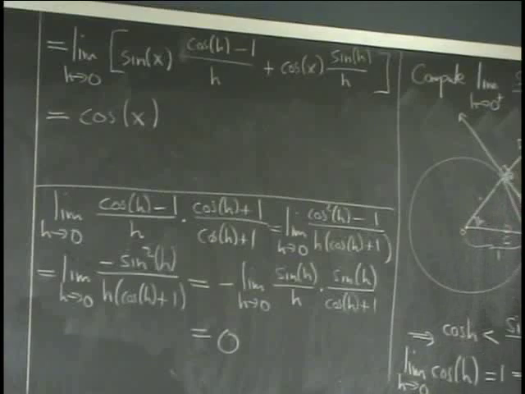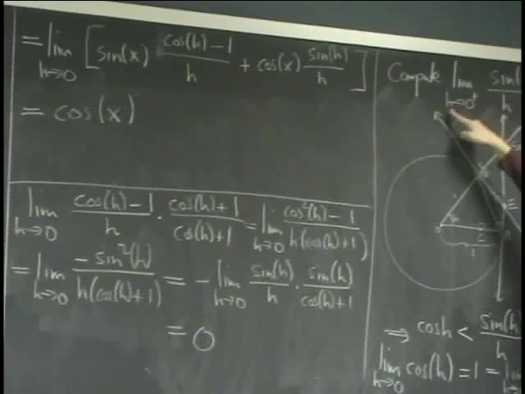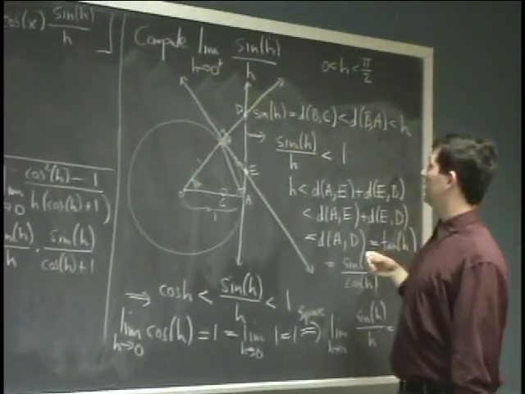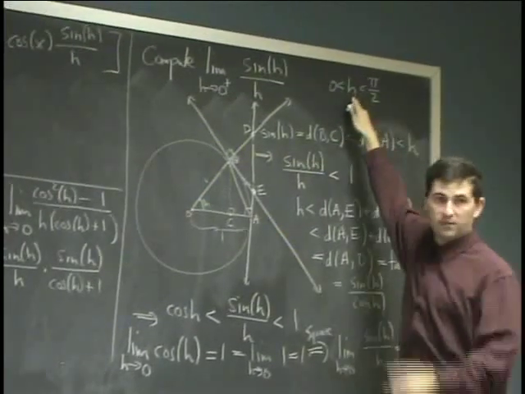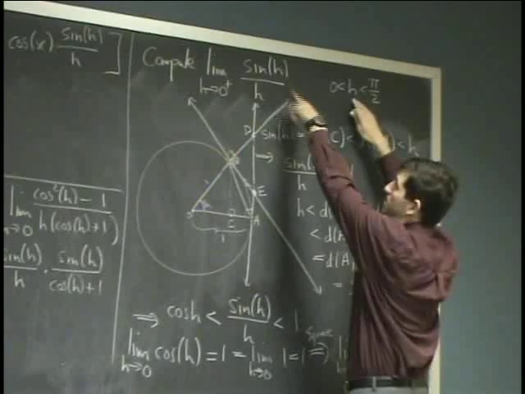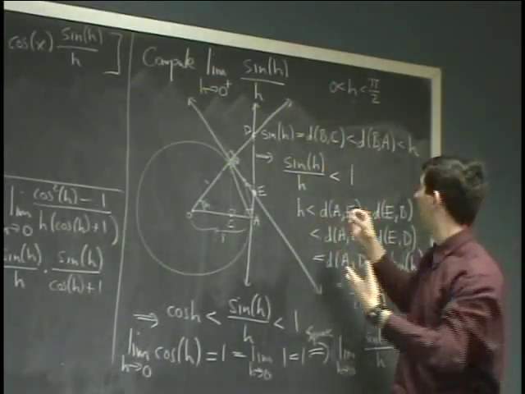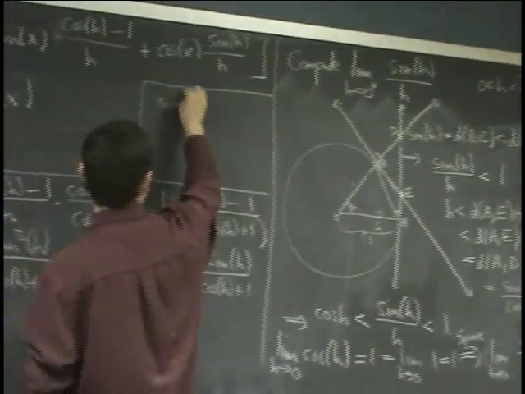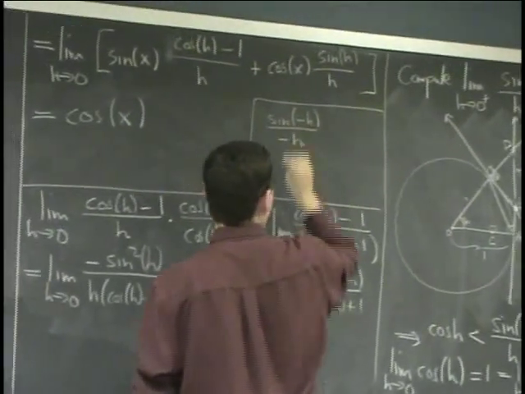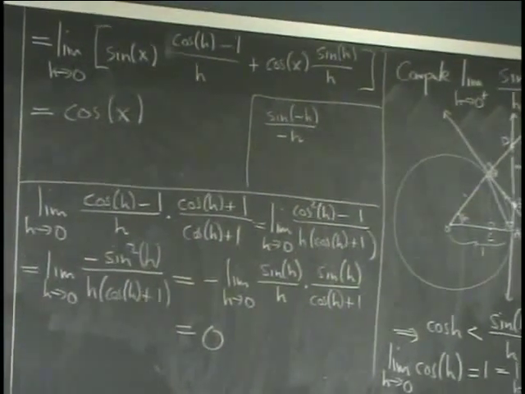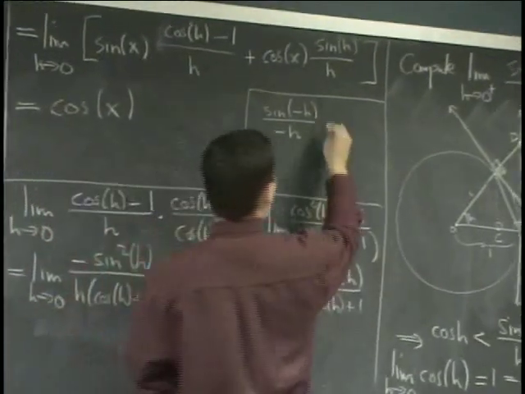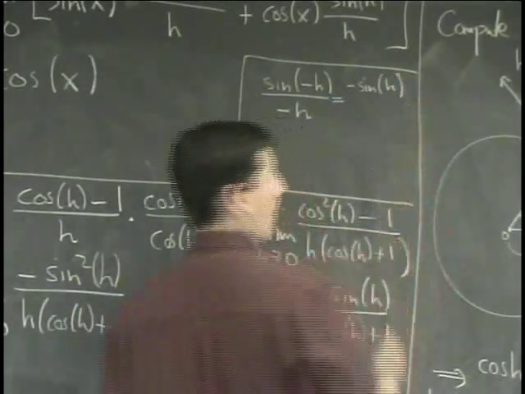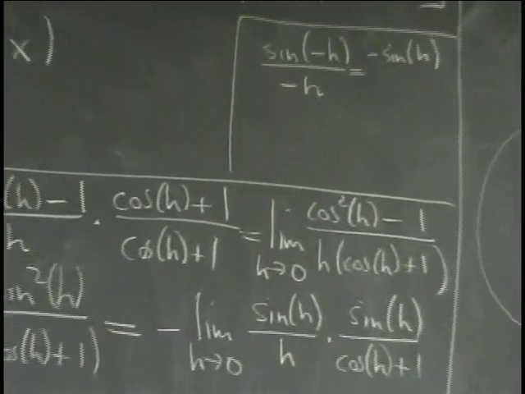Okay, let's just go back very briefly and finish this off. All right, what happens as h goes to 0 from the negative side? Well, from the negative side, let's say you keep h as a positive number, and then I put a negative in front of it, and that'll make it a small negative number. If I have sine of negative h over negative h, so this is how I make h a small negative number, by putting a negative in front of a small positive number. Well, sine of a negative angle is just the negative of the sine, and it's because sine is an odd function.